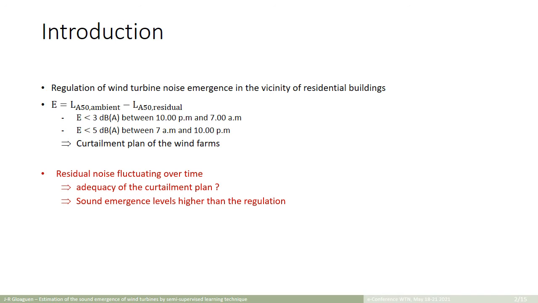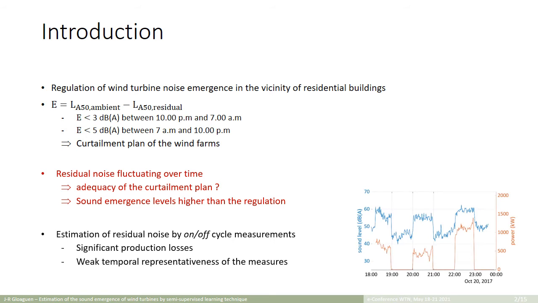However, this residual noise fluctuates over time, which may make the curtailment plan inadequate, with either regulatory thresholds being exceeded or an overly restrictive plan, resulting in more production losses. It is possible to update this plan with residual noise measurements by stopping the machine, but these measurements generate new production losses and remain too punctual to be satisfactory.